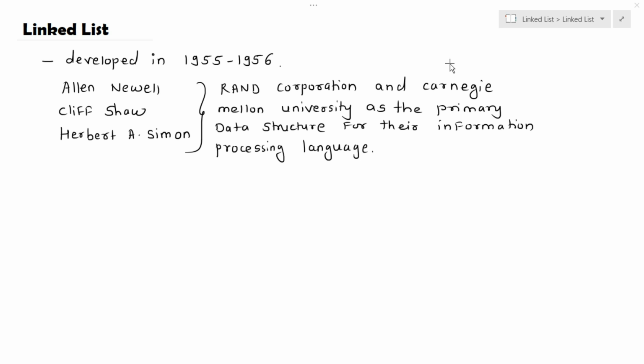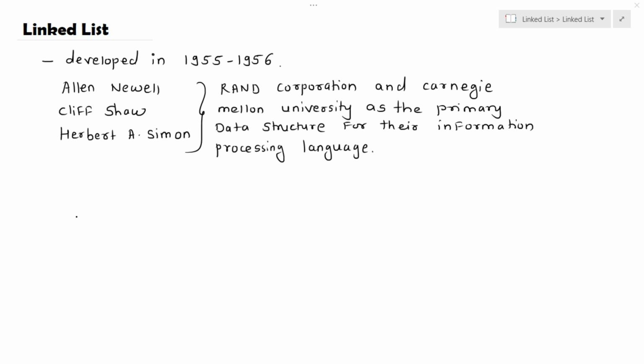Linked lists were developed in 1955 to 1956 by three persons, Allen Newell, Cliff Shaw, and Herbert Simon at RAND Corporation and Carnegie Mellon University as the prime data structure for their Information Processing Language. Okay, so this is the basic about linked list you have to remember.